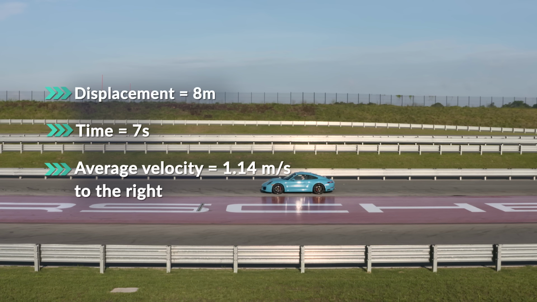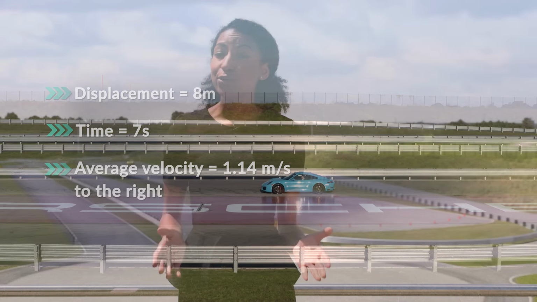So it's possible for the average speed and the average velocity to have two separate values, even for the same journey. To recap, speed is a scalar quantity, which means it has magnitude only. Velocity is a vector quantity, meaning it has both magnitude and direction.